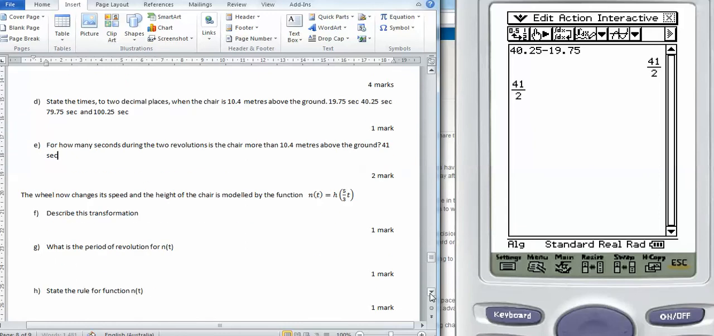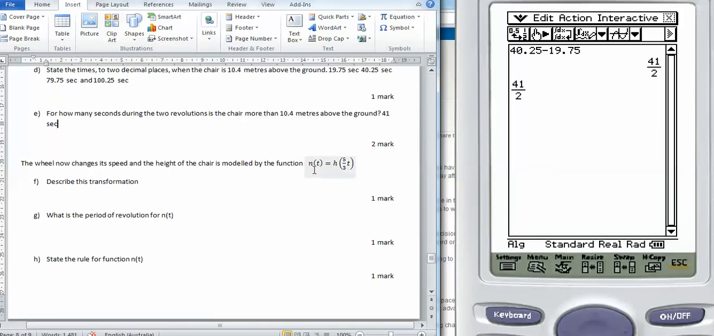Okay, now the wheel has changed its speed and the height of the chair is modelled by n of t, which is h of 3/5 t. Describe this transformation. If I replace t with 5t divided by 3, therefore it's a dilation by a factor of 3/5 from the y-axis, which means 3/5 is less than 5, so it's a squashing towards the y-axis.